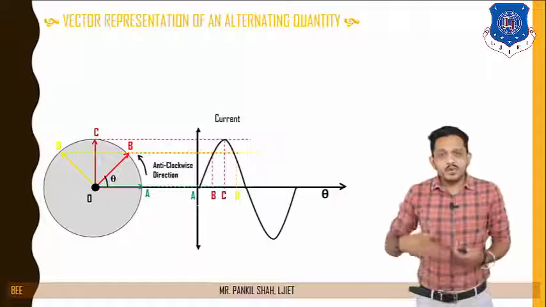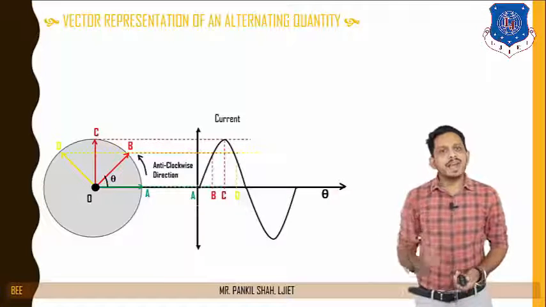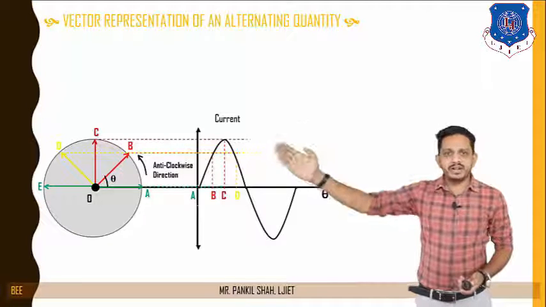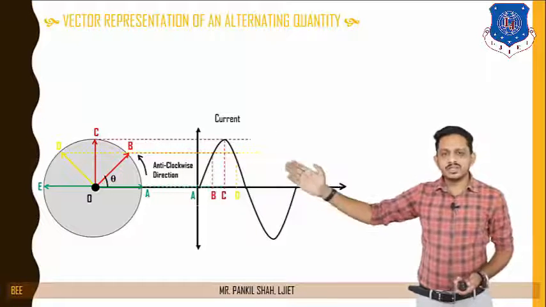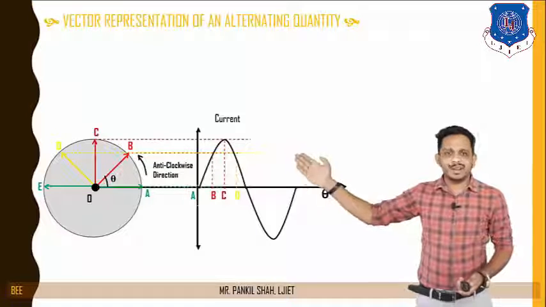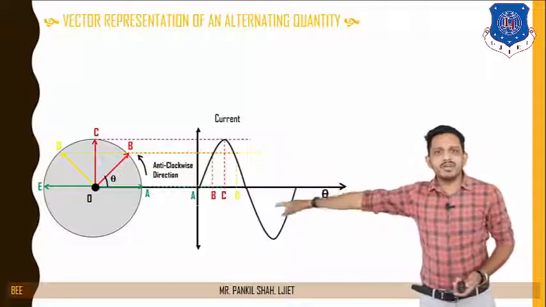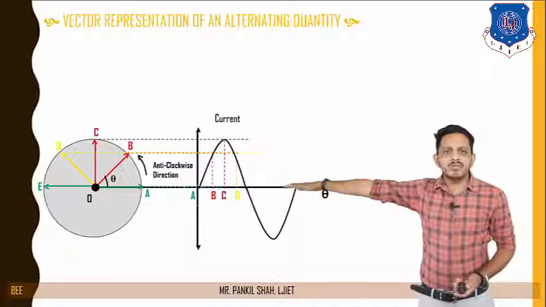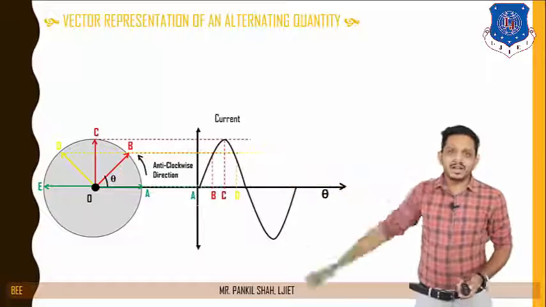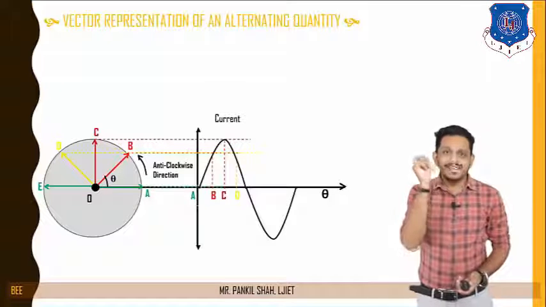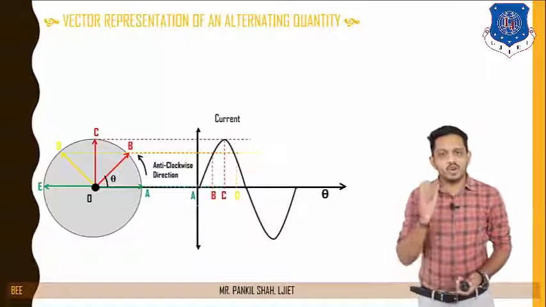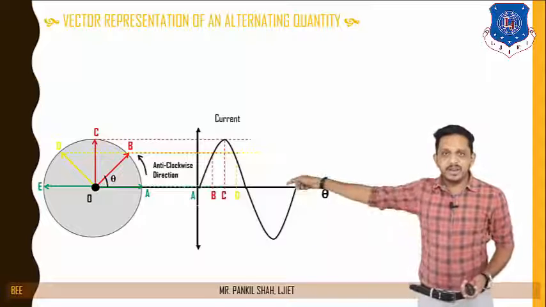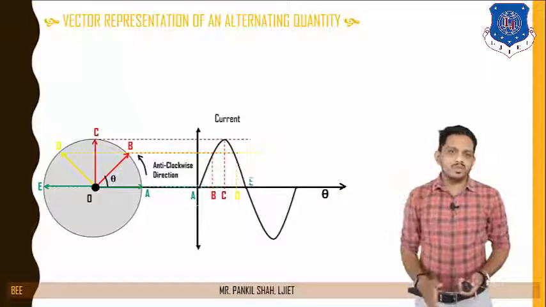Let's say you want to represent your vector at 180 degree. So what you have to do is just rotate that vector in anti-clockwise direction to 180 degree. So here it was 0 degree and here it is 180 degree. So this OE vector is representing the value and the direction of your alternating quantity at 180 degree. So here OE represents the E point from this wave.